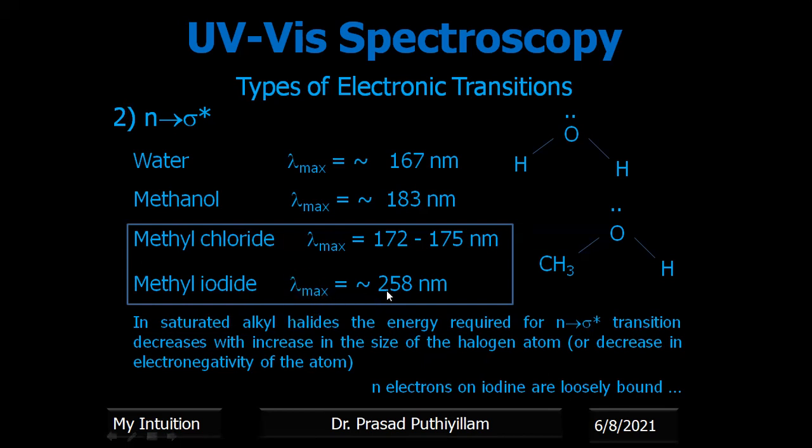To understand that concept, please go back to the introduction to spectroscopy, where I explained in detail the wave number, wavelength, frequency, and energy. Therefore, the n electrons of iodine are loosely bound compared to those of chlorine, so it requires a higher wavelength or lower energy.